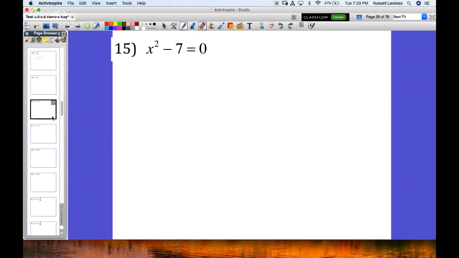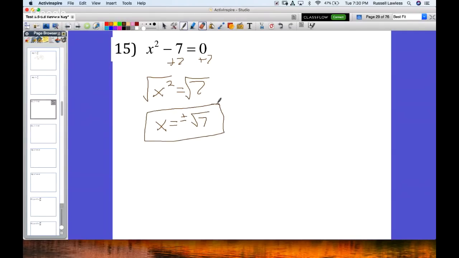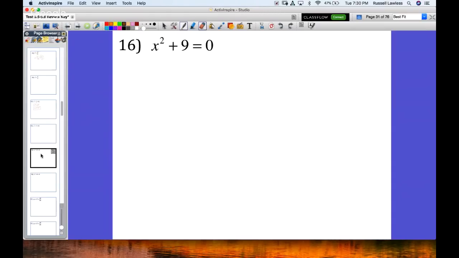So like if I was looking at 15 here, the goal for the square root method, you got to get the x squared by itself. You got to isolate the x squared. So how do we get the x squared by itself? We add 7 to both sides. So we'll get x squared equals 7. How do I get rid of that square? Square root that guy. So when I square root that guy, that'll give me x is equal to the positive and negative square root of 7. Keep in mind, remember when we square root, we're getting a positive and a negative number every time, all day, every day.